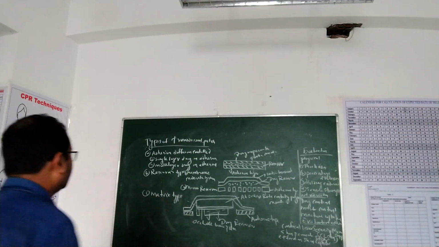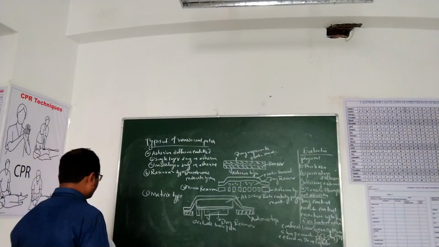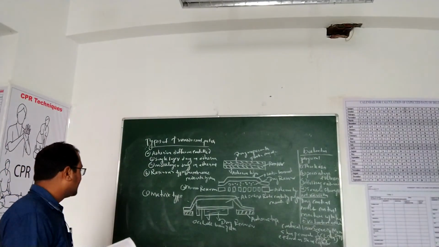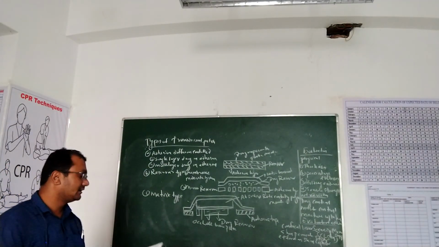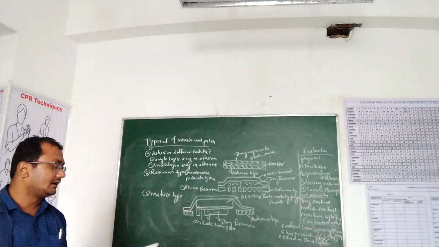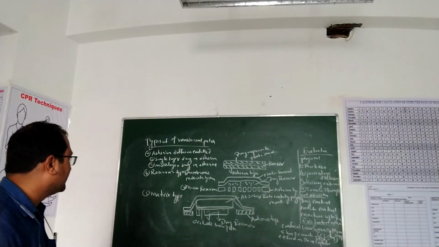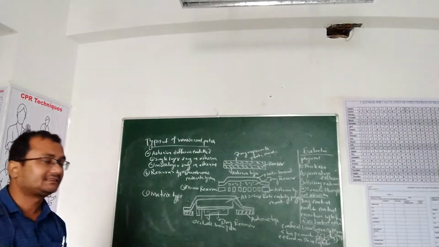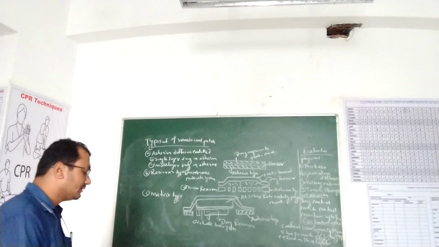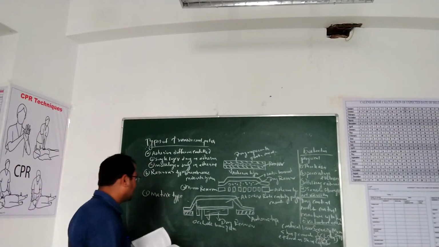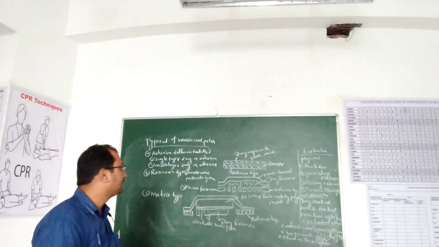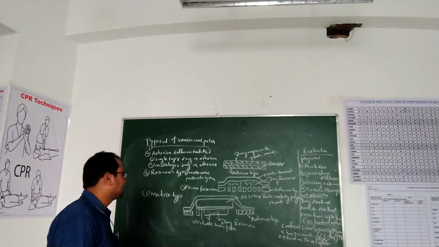Good afternoon students. In the last class I told you about the components of a transdermal patch: different components like liner, drug and PSA, permeation enhancers, and microporous or semi-permeable membranes, along with backing film and pouching material. Today we will discuss the types of transdermal patches.